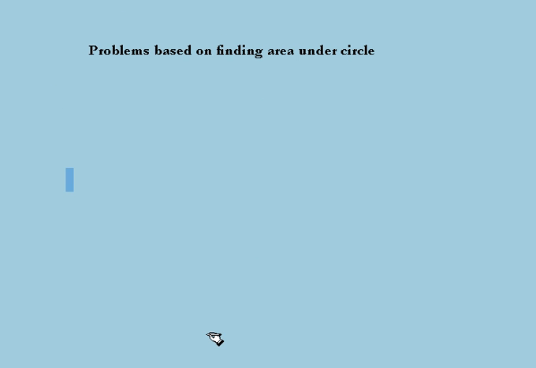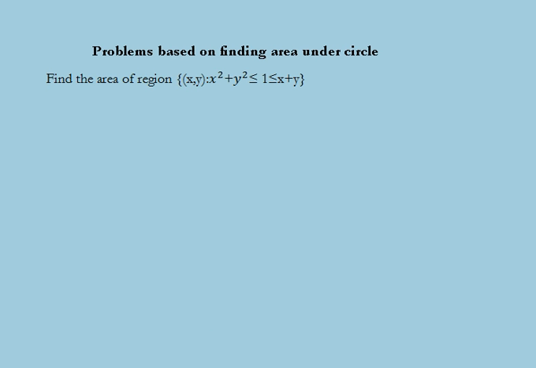Next we are going to discuss the problems based on finding the area under the given circle. Here we have to find the area of the region which is specified as x square plus y square is less than or equal to 1 and x plus y is greater than or equal to 1. Now here let R be the given region.